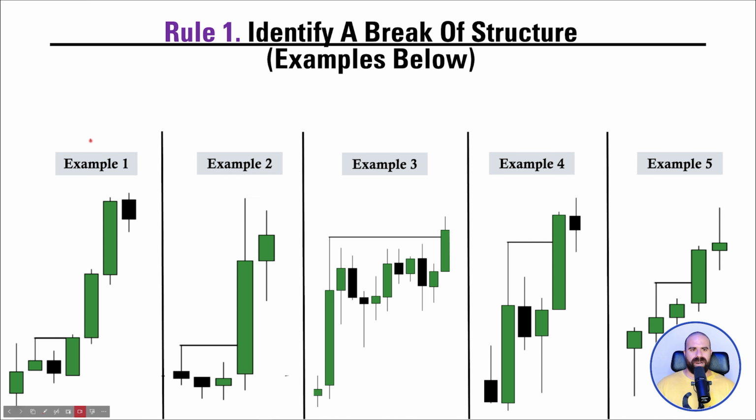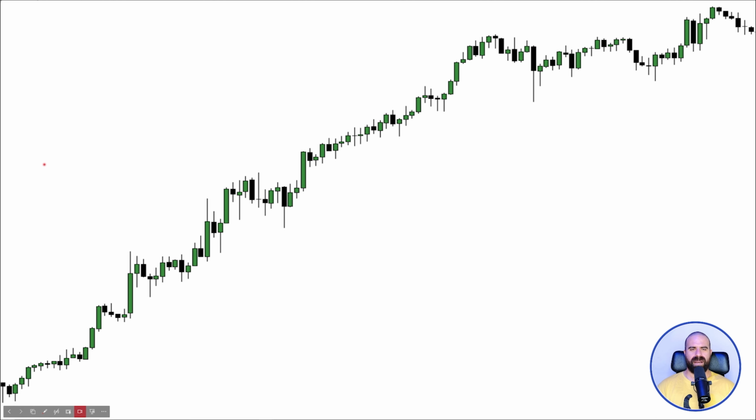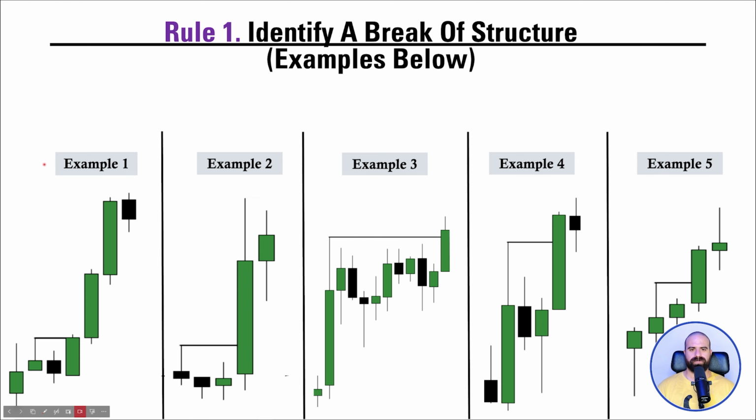So, on example number 1, and all of the examples of course are over here, I will show you an overview in the end. What do we see? We see a break of structure. Why is this a break of structure right here? Because on example number 1, of course, this high is higher than the high of the candlestick to its right and the high of the candlestick to its left.